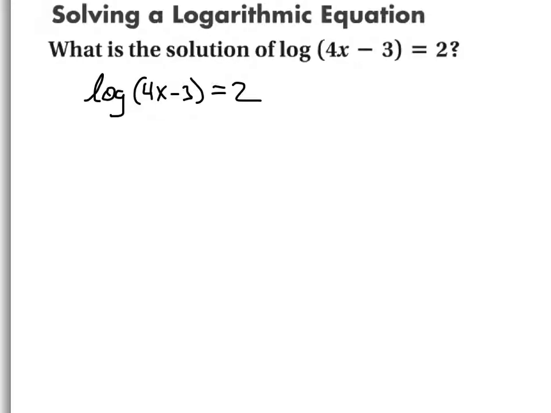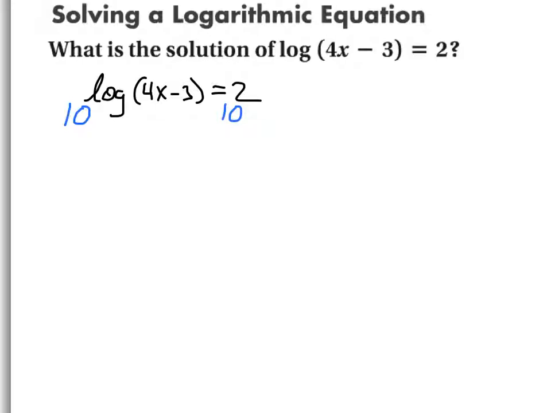That is base 10. So therefore, we need to actually use that base. It's not just something that we guess at as far as what we can exponentiate by. We can't just use any number to exponentiate. We want to get rid of that logarithm. Therefore, we want to use the base of that logarithm. It's currently base 10, so we want to use 10. 10 raised to the log of 4x minus 3 power equals 10 raised to the second power.